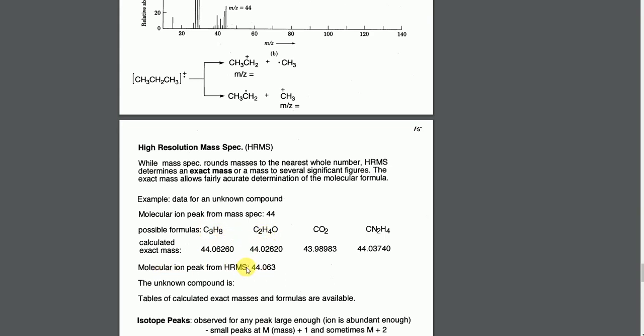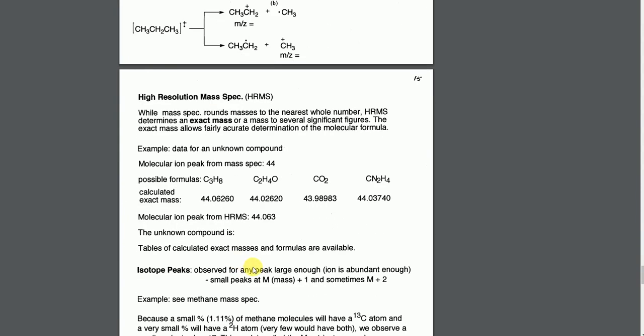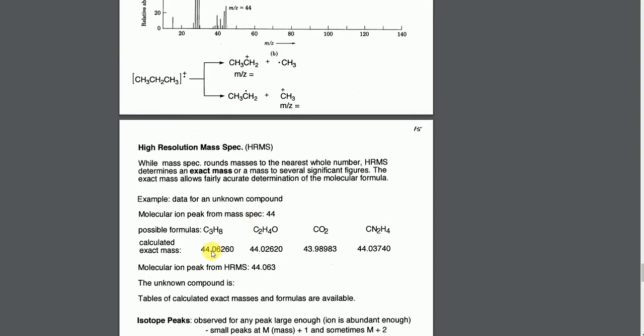So if I did this same molecule in high resolution mass spec, it gives us a value of 44.063, and we can very clearly see that this most closely correlates to this molecule right here, the C3H8, which it is. 44.063 is almost exactly, essentially, just rounded. And so we know for sure it's the C3H8 and not these other ones.